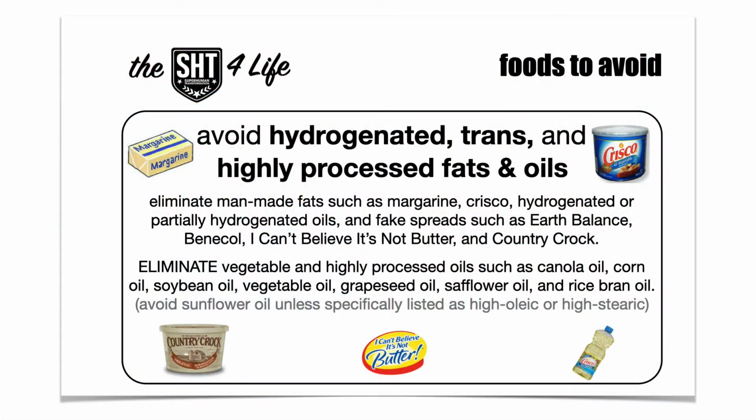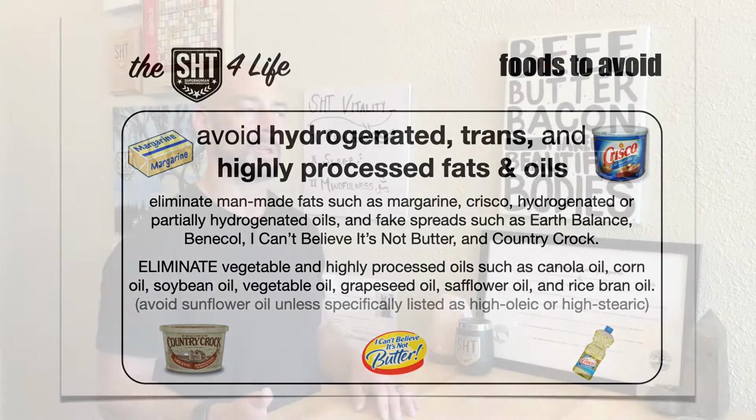So avoiding hydrogenated, partially hydrogenated margarine, Crisco, all the fake butters and spreads, like I Can't Believe It's Not Butter and Earth Balance and Country Crock. And then also the highly processed and industrial oils. So things like canola and corn and soybean and vegetable and grapeseed and safflower and rice bran oil. Sunflower oil needs to be avoided unless it's high stearic or high oleic, because then it's been converted into a dominant monounsaturated fat, which makes it just a little bit more stable.